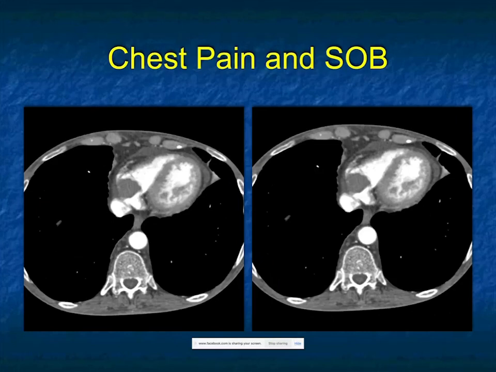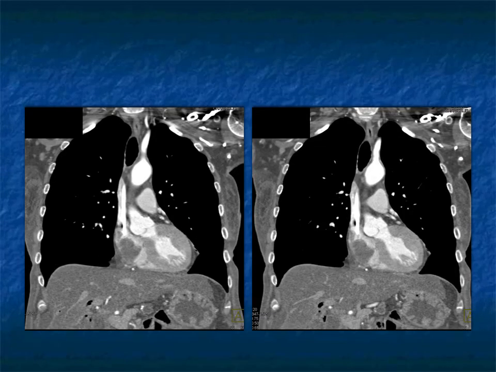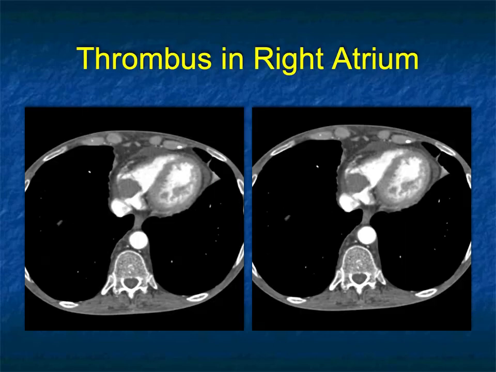Here's another one, same thing. Myxoma versus thrombus. Well, it's in the right atrium. Most myxomas are in the left atrium, like the prior case. And in this example, you see there's a stent in the SVC, which tracks right down to the mass. And yes, it still could be theoretically a myxoma, but the more likely and the better diagnosis is going to be a thrombus related to that patient's central line. Beautiful example of thrombus in the right atrium due to central line.